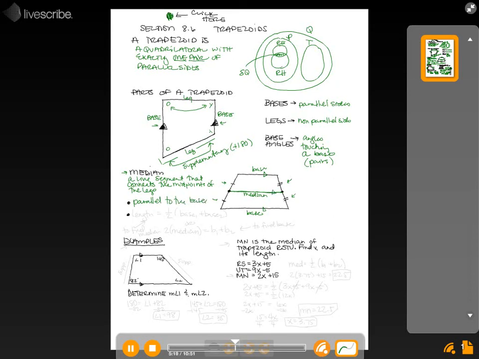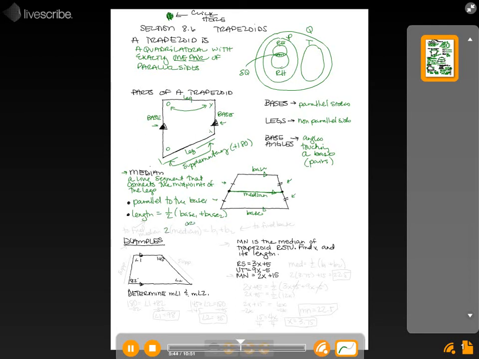So it's also parallel. Those three lines will never intersect. Okay? Now the length of the median is half of base 1 plus base 2. And it doesn't matter which one is 1 or 2. It could be the top or the bottom, base 1 and base 2. But the median is half of those added together.